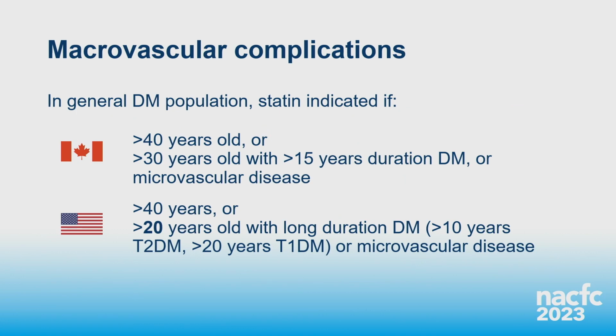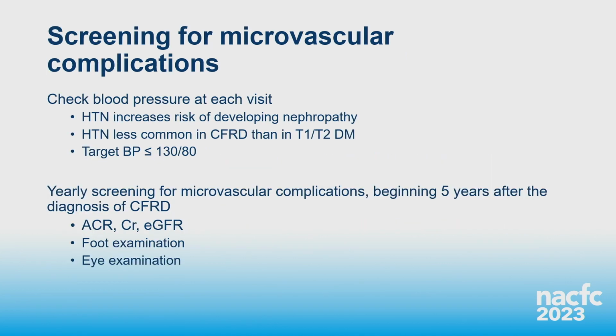So for the general diabetes population, these are considered the statin-indicated conditions. So anyone with diabetes who's over the age of 40, a statin is indicated. And for younger people, if they have had diabetes for a long duration or if they have macrovascular disease, a statin would also be indicated. So these are for the general population, but things that we should probably be thinking about in CF, and hopefully some clinicians are actually applying these to their patients.